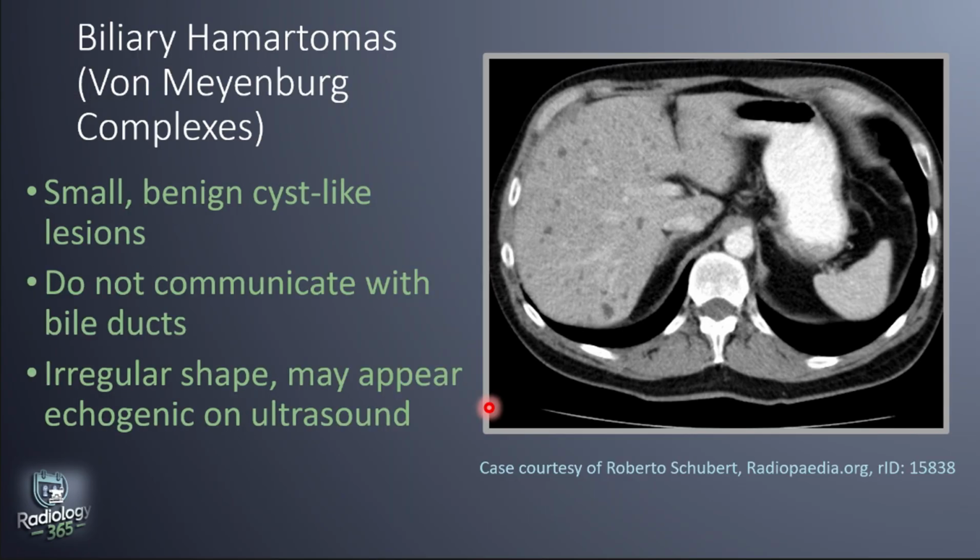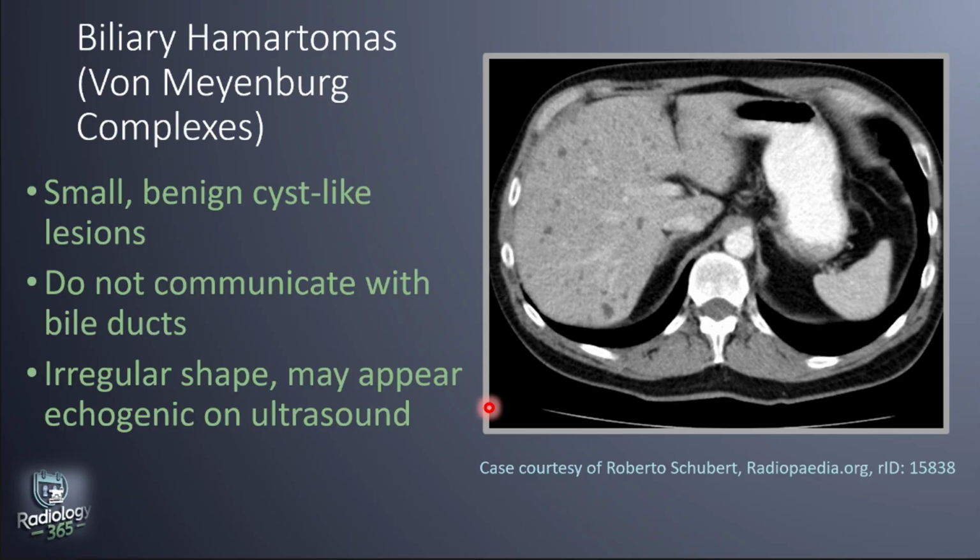Then to biliary hamartomas, these are small, benign, cyst-like lesions that don't connect with the bile ducts. They form because of a developmental hiccup. Basically, the bile ducts didn't form correctly during embryogenesis. So they are typically smaller and more irregular than simple cysts. And while you would expect cysts to be dark on ultrasound, small biliary hamartomas actually can look echogenic. So that helps you differentiate them.